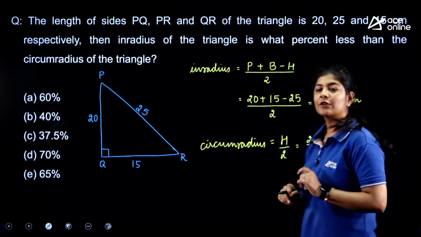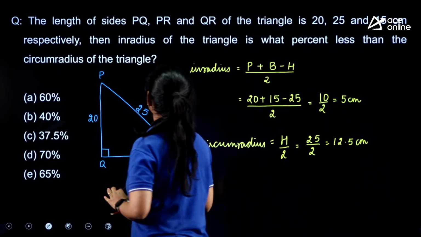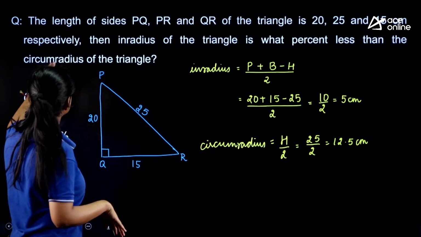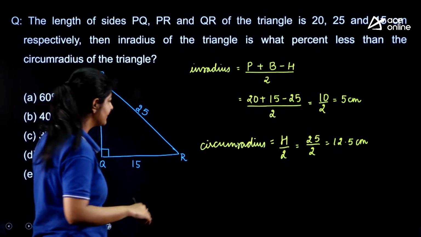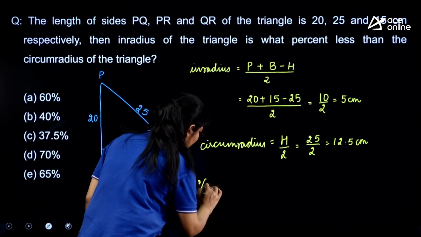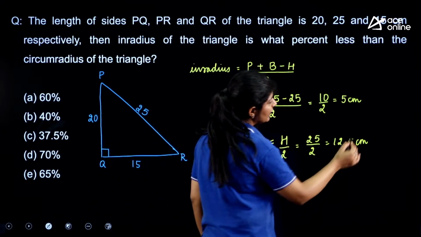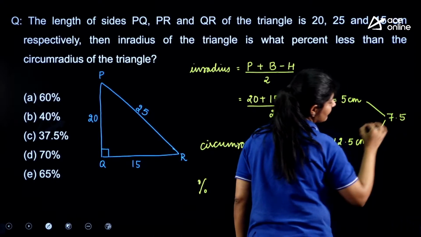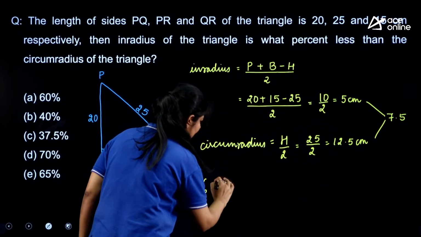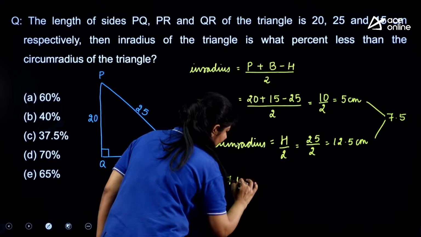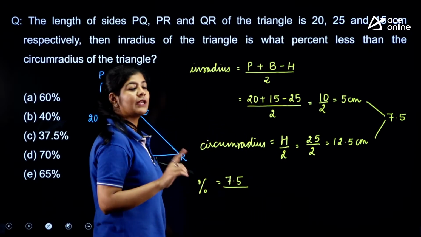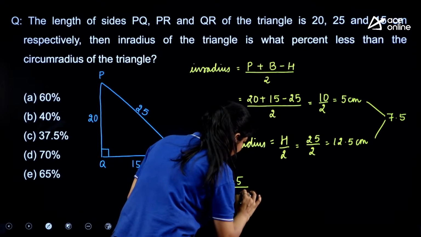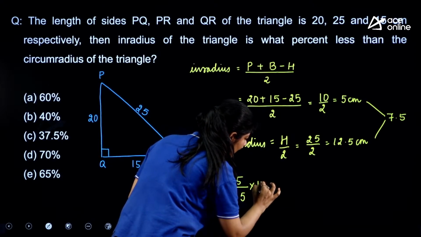Now, the question is asking the inradius of the triangle is what percent less than the circumradius of the triangle. Now we need to calculate the required percentage. So the difference between these two is nothing but 7.5, divided by, we need to calculate it with respect to circumradius, that is nothing but 12.5, multiplied by 100.